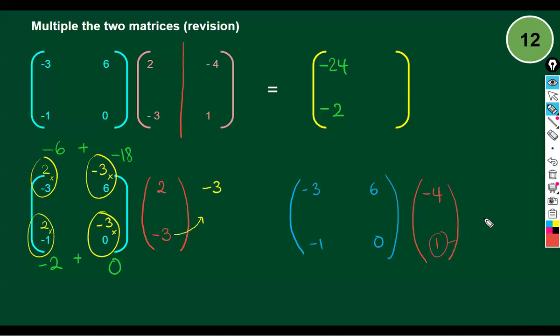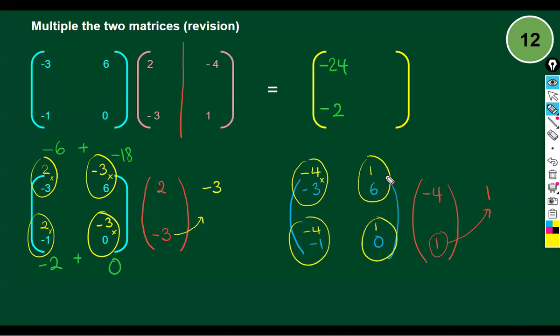Well, the 1 swings up to the top. So that means the minus 4 and the 1 walk across. Minus 4, 1. Minus 4, 1. Multiply each pair. Minus 4 by minus 3 is positive 12. 1 by 6 is 6. Minus 1 by minus 4 is positive 4. 1 by 0 is 0. 12 plus 6 is 18. 4 plus 0 is 4.